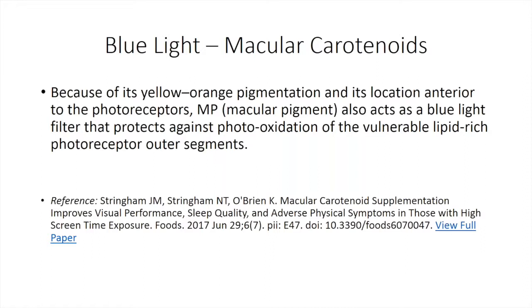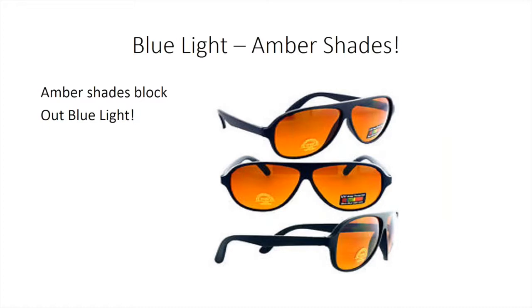And so the pigmentation mops up the blue light, and we want that yellow-orange, and that's why lutein and zeaxanthin are that colour. So this is what I was mentioning earlier on. Not this exact pair, mine are better looking than that, from Amazon. I think it was £9 or £10. And amber shades block out blue light.